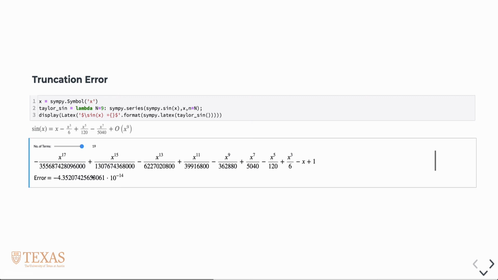But as you can see, with 19 terms in the Taylor series, I have a very, very small error when evaluated at pi over 2, which we know, again, is identically 1. So this is a representation of truncation error. In this case, we are truncating the Taylor series at some finite level, and the error that's left over is something that we have to live with.